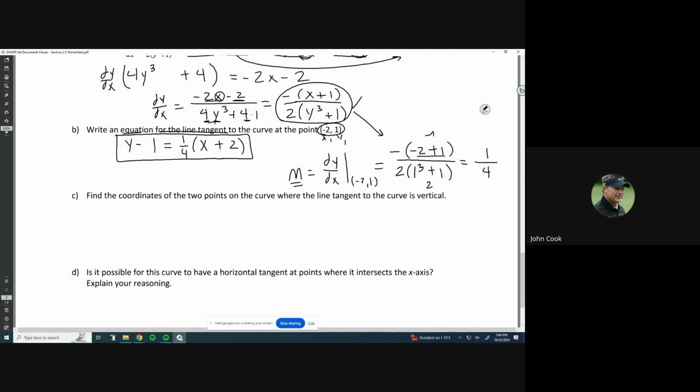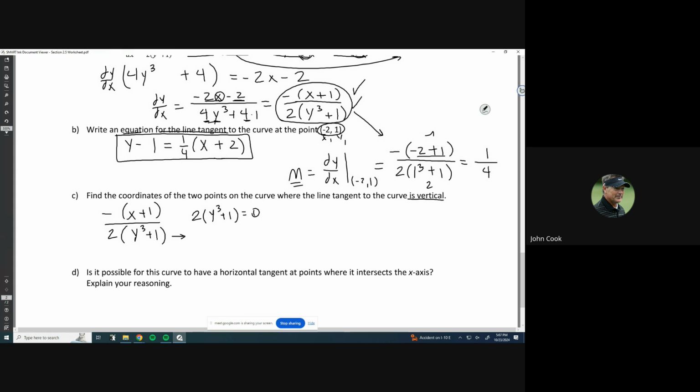Find the coordinates of 2 points on the curve where the line tangent to the curve is vertical. Well, when the line is vertical, that means that the bottom part's equal to 0. It gives you an undefined slope. So what we do is we just take the derivative equation, negative x plus 1 over 2y to the third plus 1, and we just have to find where the bottom part's equal to 0. So if we go to the bottom part, set it equal to 0: 2 times y to the third plus 1 equals 0.